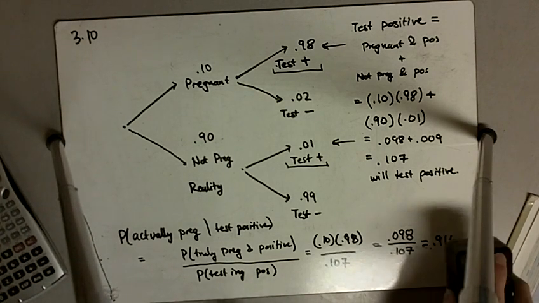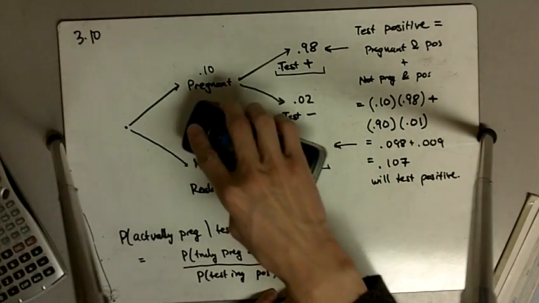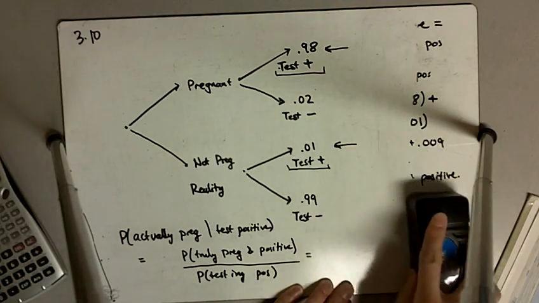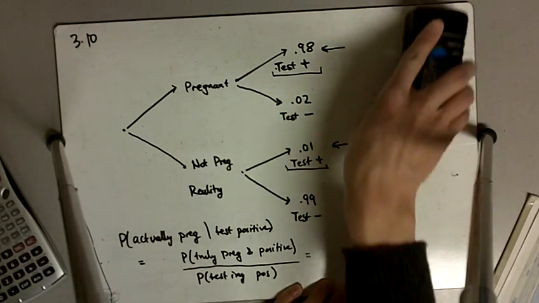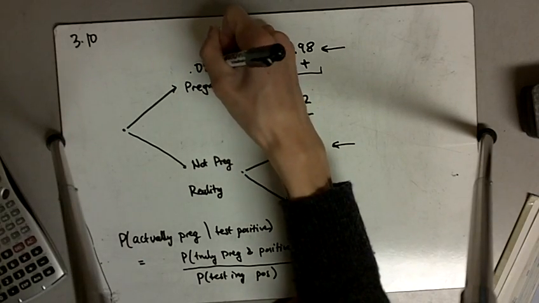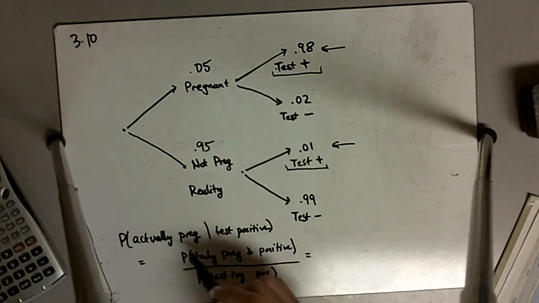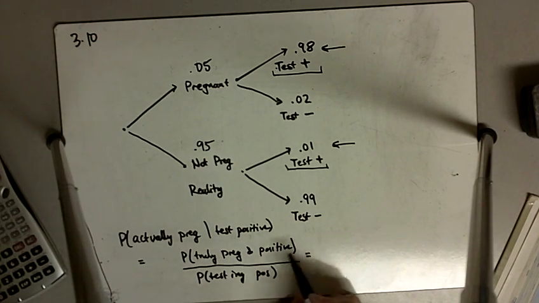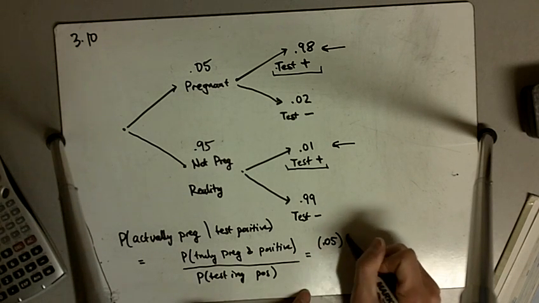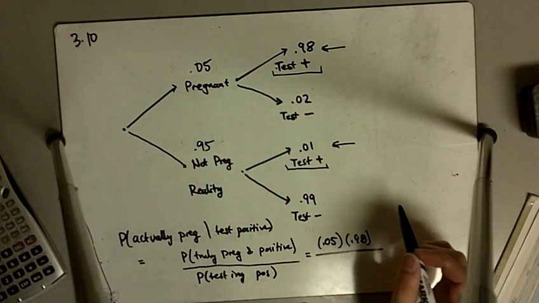Okay. Part B is very similar, except we have different numbers. Instead of 0.10 and 0.9, we have 0.05 and 0.95. So let me just do the same things. Once again, the probability of actually being pregnant is the probability of being truly pregnant and positive, so that's 0.05 times 0.98, divided by everyone who tested positive.